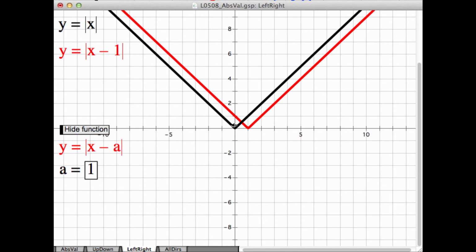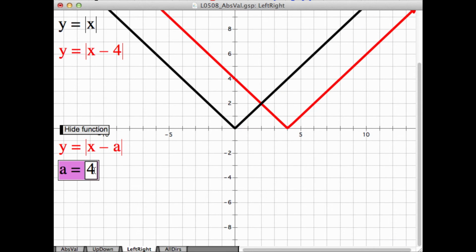Now you'll notice that here's the original function, and subtracting 1 over here moves the function 1 unit to the right. Let's see what happens if we make that number inside equal to 4. Compared to the original function, y equals the absolute value of x minus 4 has been translated to the right 4 units.